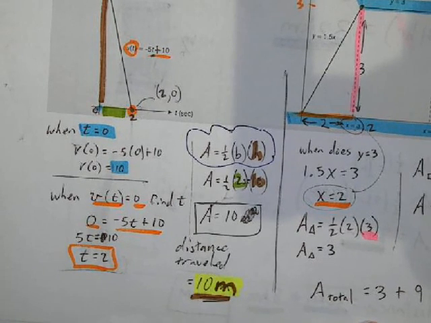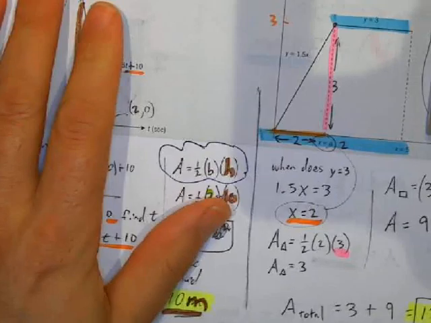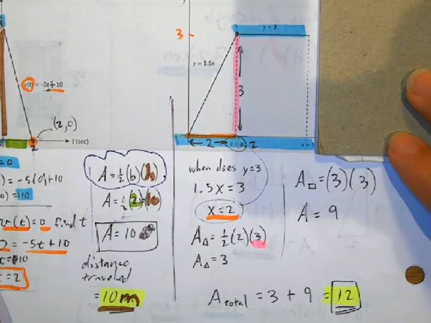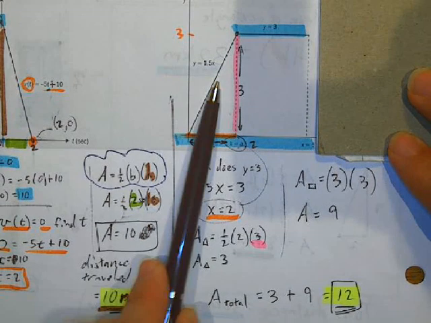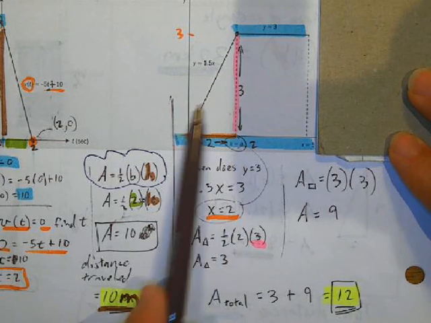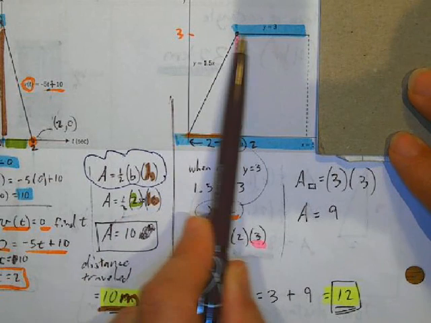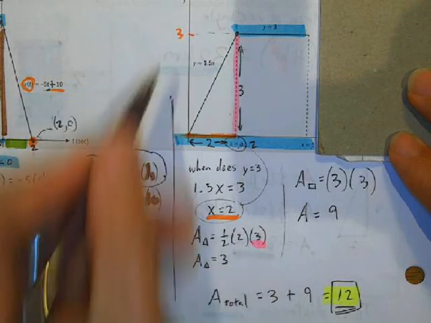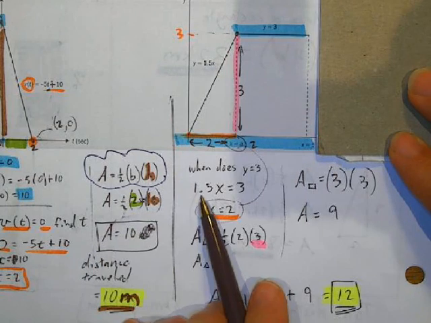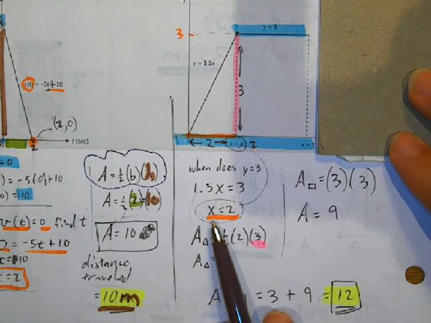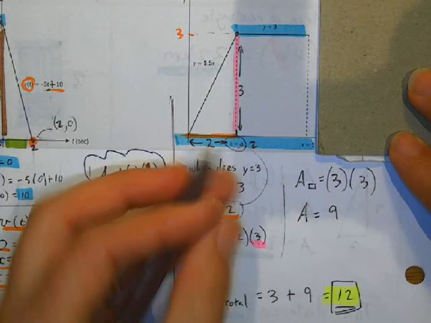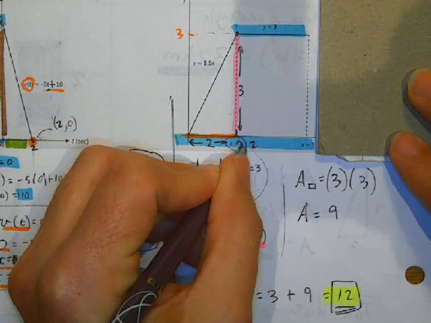Now, the next one, same thing. We've got this equation, y equals 1.5t. So when y is 3 at this height, because we know this goes across here, right? So when the y value is 3, we can figure out what x is going to be. So 1.5x equals 3. Divide both sides by 1.5. We know x is going to be 2. So this point right here is going to give me a value of 2.